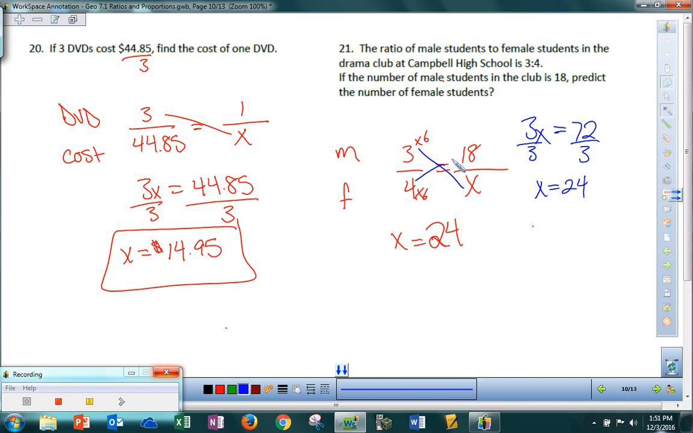Sometimes it'll be easy to see the pattern and you don't have to cross multiply, just like over here. You could probably see that you just need to divide by 3 to solve that. Again, we want to put a label on here. We're talking about female students.